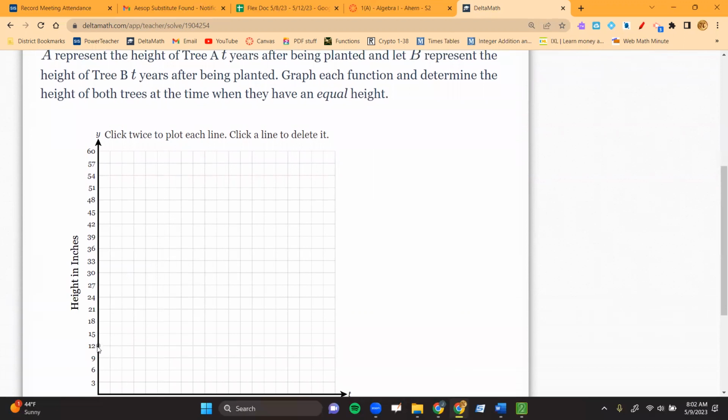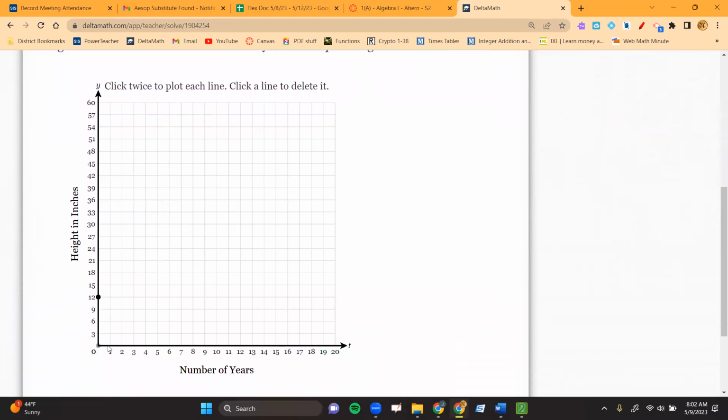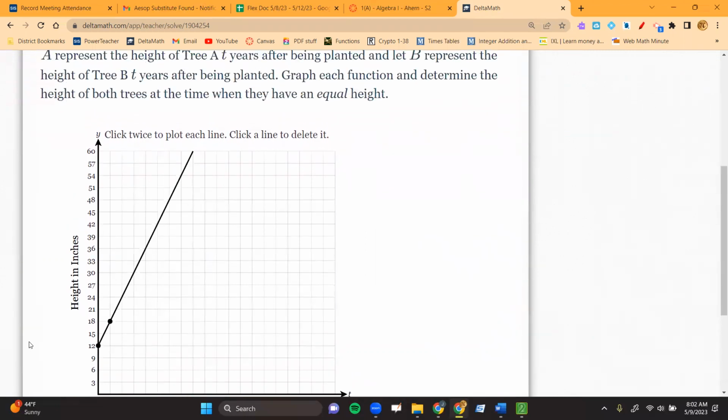I'm going to click. And then when I go to 1 year, which is right down here, I'm going to add 6. And what would that be? 18. So you know then after 1 year that this has to be true. So what we have here is a linear model for the growth of tree A. Follow? And then I'm going to do the same thing for tree B.